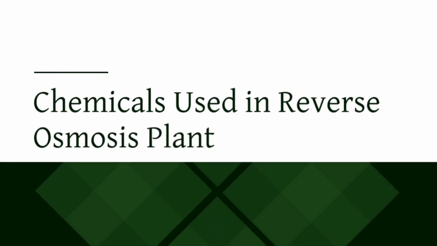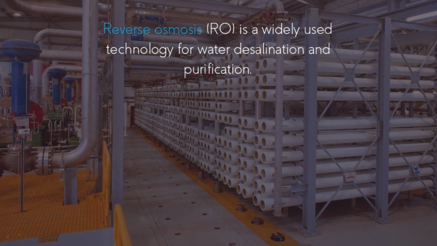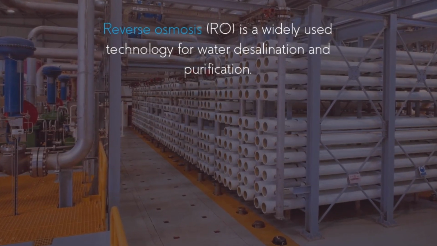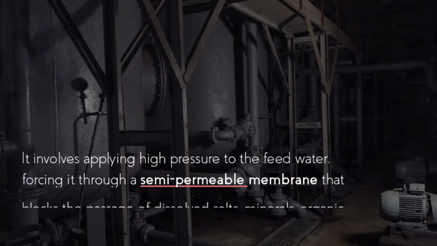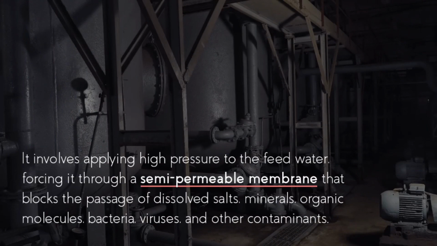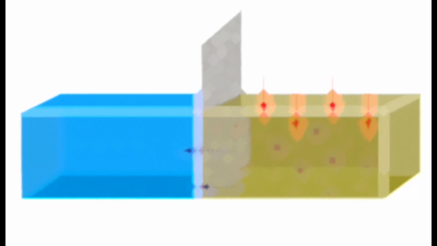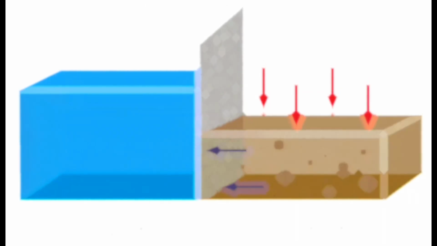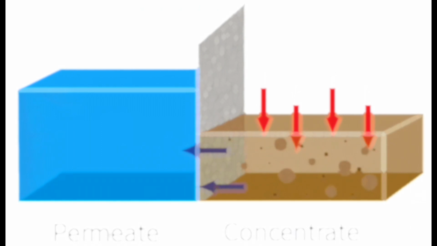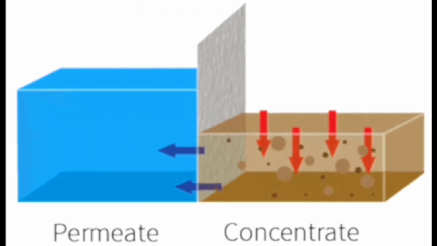Chemicals used in reverse osmosis plant. Reverse osmosis, RO, is a widely used technology for water desalination and purification. It involves applying high pressure to the feed water, forcing it through a semi-permeable membrane that blocks the passage of dissolved salts, minerals, organic molecules, bacteria, viruses, and other contaminants.